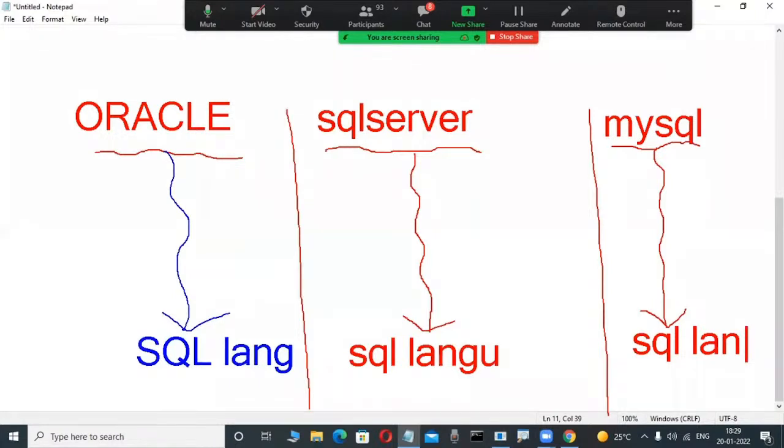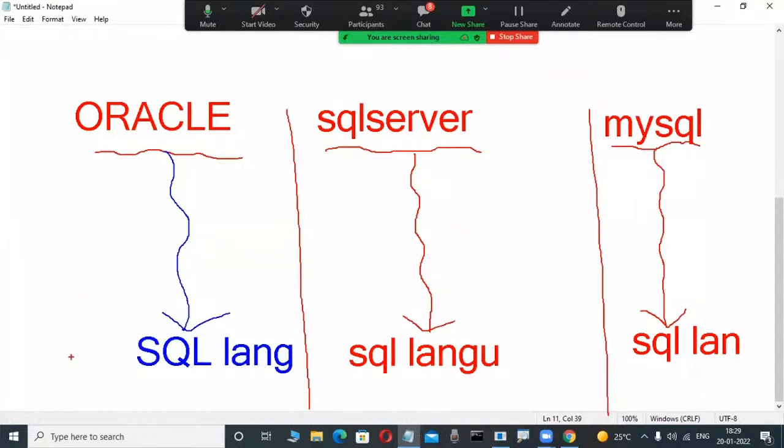Now what is my doubt? Many people attending this demo class have a doubt: are all these SQL languages the same or different? I have a doubt here. Anybody guess? Only one answer is correct. You are working on an Oracle database product in your system, your friend is working on a SQL Server product, and your other friend is working on a MySQL database product.